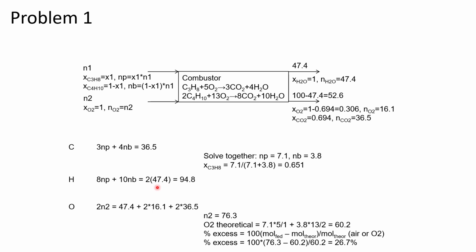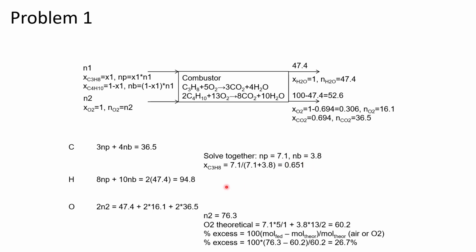There is no hydrogen that comes out in the dry gas. There's no hydrogen in the oxygen or CO2. So this is the total hydrogen that comes out. So 2 times 47.4 is just 94.8. Unfortunately, with these 2 equations, we cannot solve for the propane or butane flow rates by themselves. We're going to solve those 2 equations simultaneously. I'm not going to go through the process for doing that, but if you do so, you find that the propane flow rate is 7.1 and the butane flow rate is 3.8.